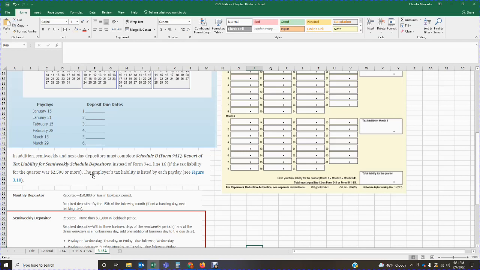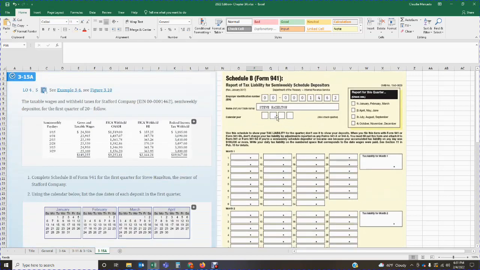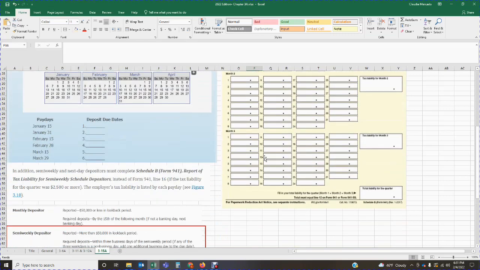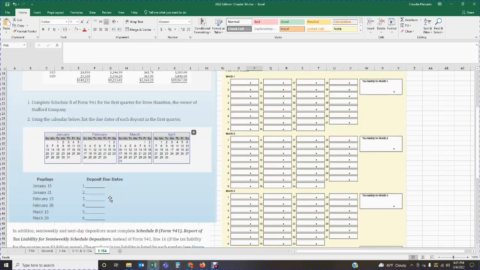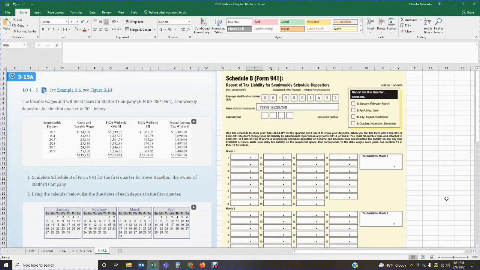So if you are a semi-weekly depositor, instead of completing line 16, you must complete Schedule B. Okay? So this is for semi-weekly depositors. And this is if the tax liability for the quarter was more than $2,500. Okay? The employer's tax liability is listed by each payday. Okay, so this is what the Schedule B form looks like.